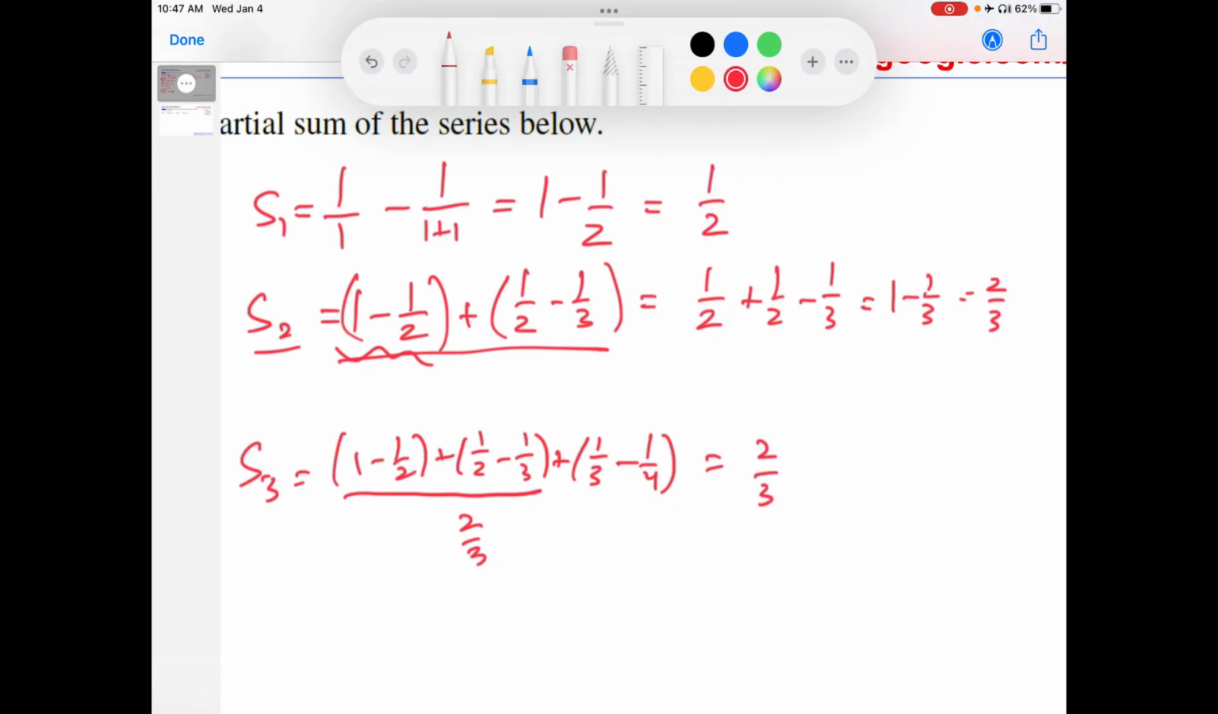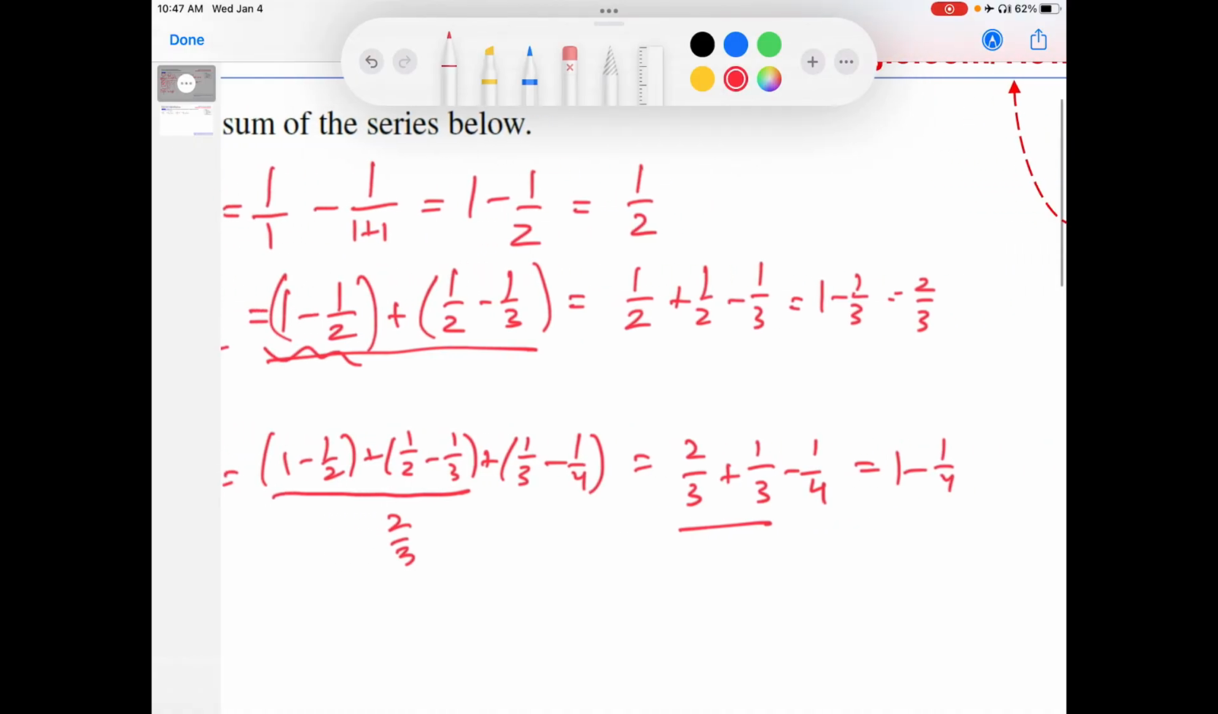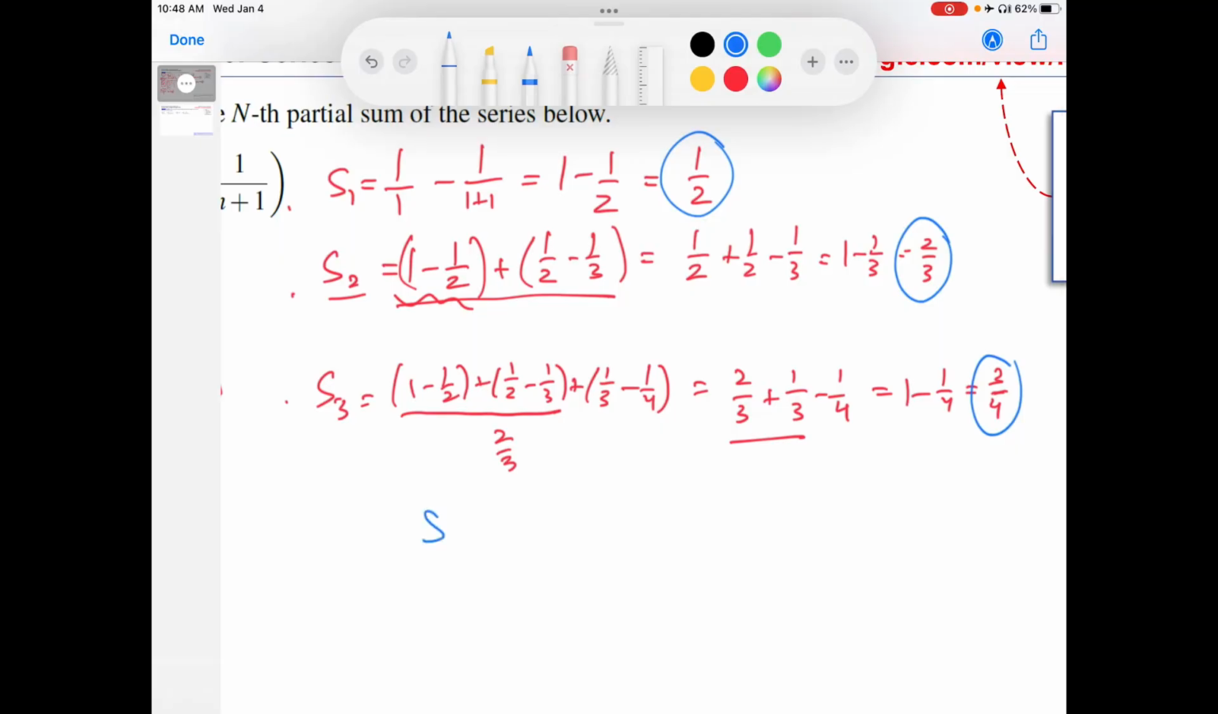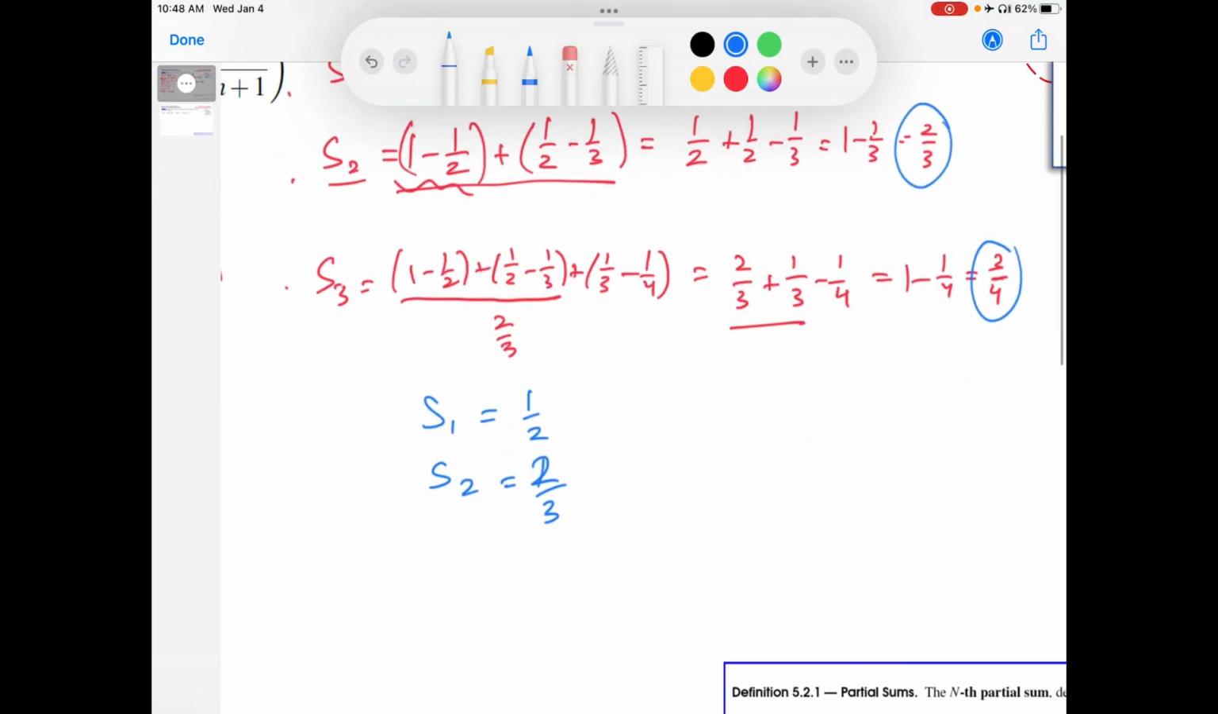So this is 2 thirds plus 1 third minus 1 fourth. So this gives us 1 minus 1 fourth. So that is 3 fourths. All right, so now we've done enough that we can kind of start seeing the pattern. 1 half, 2 thirds, 3 fourths. This is actually a sequence that we worked on in one of the videos in lesson 3. So if I write over the S sub n patterns, I have 1 half for S1, I have 2 thirds for S2, and I have 3 fourths for S3.